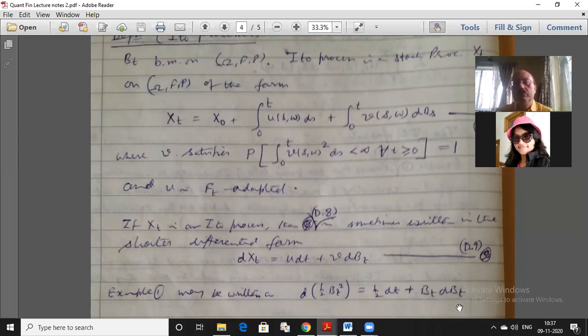So what we really want to know is whether this result is really generalizable for this particular class of functions, where in my integrand the v has to be square integrable. So the integral of the square must be finite with probability 1, and the u function in the dt integral must be F_t adapted. This is where we stopped last time. So before I continue, are there any clarifications that are needed?